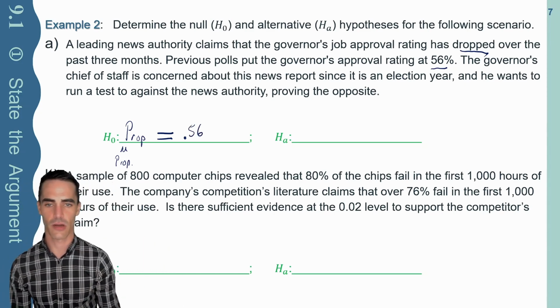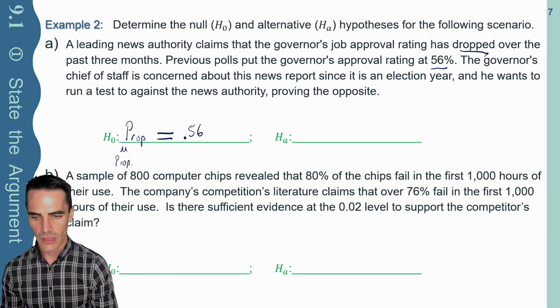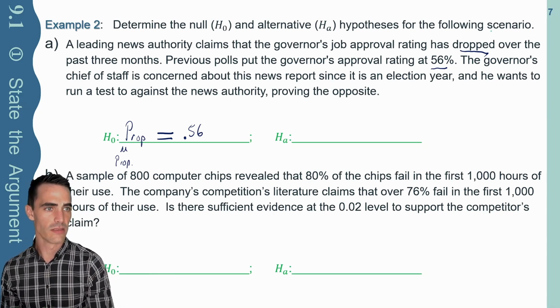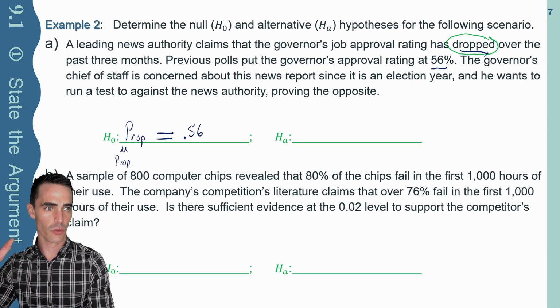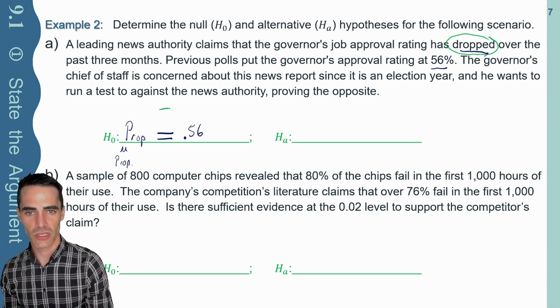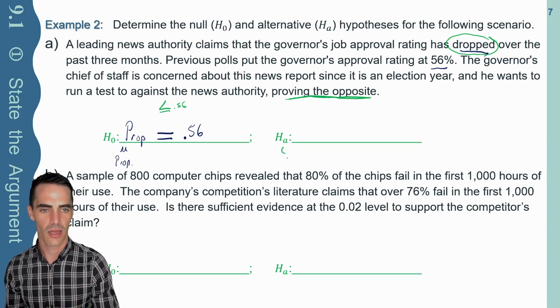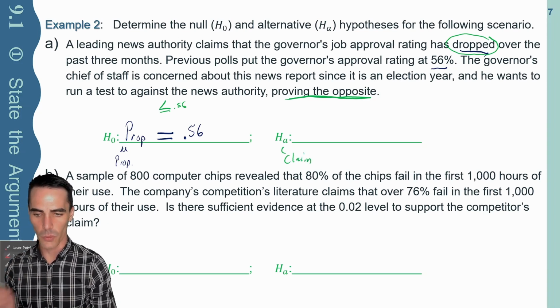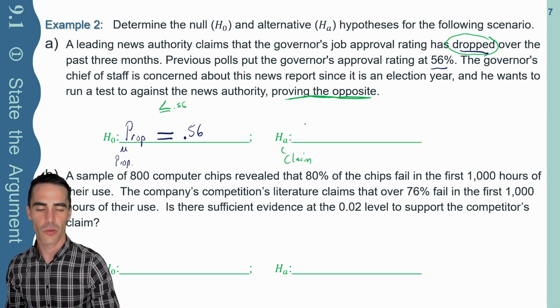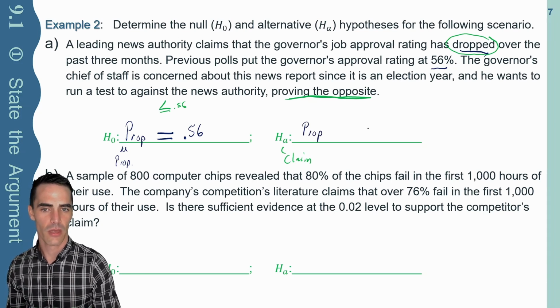The null hypothesis, nothing's going to change. It is exactly as it's always been. Although really, in the background, we should be thinking of this because the status quo, or at least what's assumed true, is that it's dropped, that the proportion is less than or equal to this 56%. Because then we want to prove the opposite of that. That's going to help us with our claim, with our alternative hypothesis. Again, this is what we want to show. The framework looks similar. We'll write prop and 0.56.